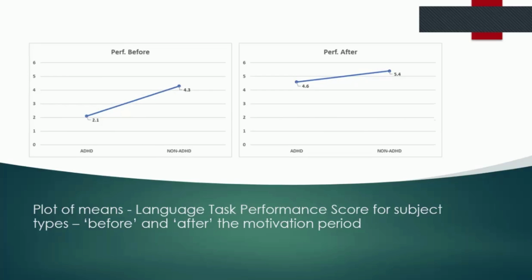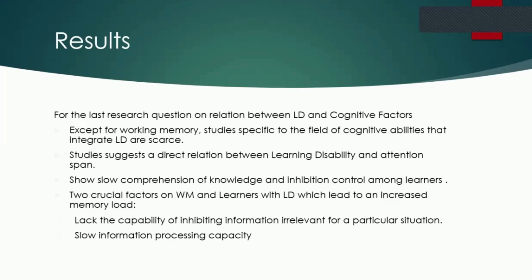Now, these results made me wonder, and made me look at learning disability in detail. I was also interested in knowing whether any cognitive factor was involved with the domain of learning disability. When I started analyzing multiple studies, except for working memory, studies combining cognitive factors and learning disability were really minimal. Learning disability was directly proportional to attention span.